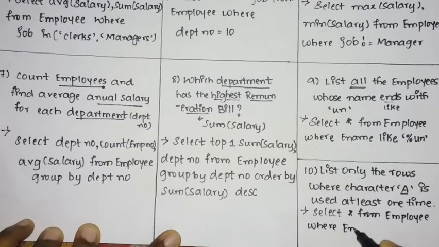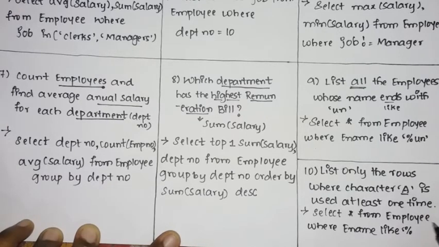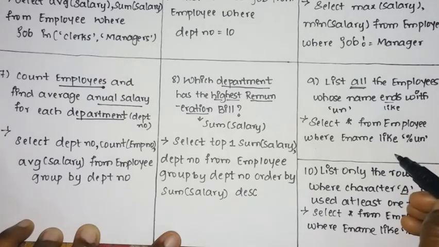ename like, followed by, A should be used at least one time, either in the beginning or at the ending. So you need to specify two percentages, which covers A at the ending as well as at the starting. If you specify the percentage at the beginning, it means the word is ending with UN. If you want the word to start with UN, then the percentage should come at the end.